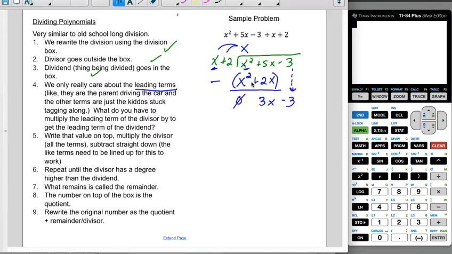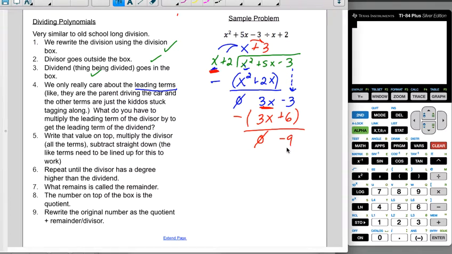All right, so now I'm going to ask myself, what do I have to multiply this thing by to make it look like the lead term? Well, that would be a positive 3. So now I distribute that positive 3 to both of those terms, and I get a 3x plus a 6, and then I subtract straight down. Well, 3x minus 3x is gone, which is totally the whole point. Negative 3 minus a 6 would be a negative 9.